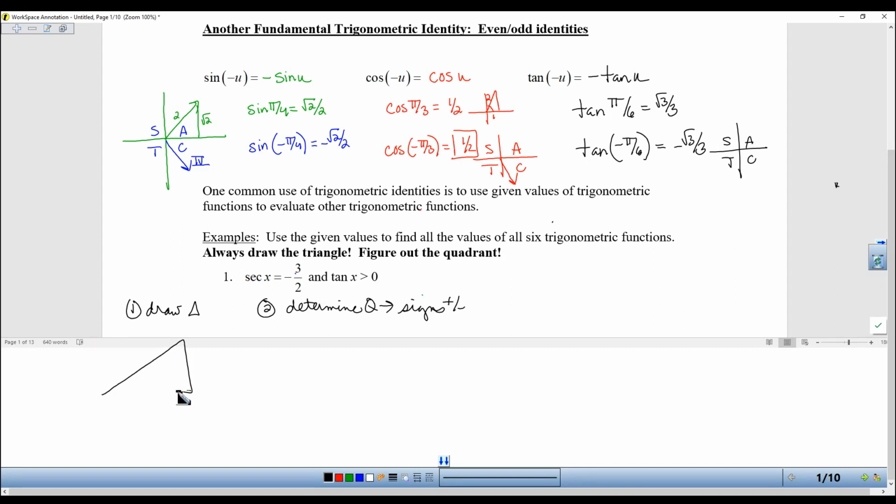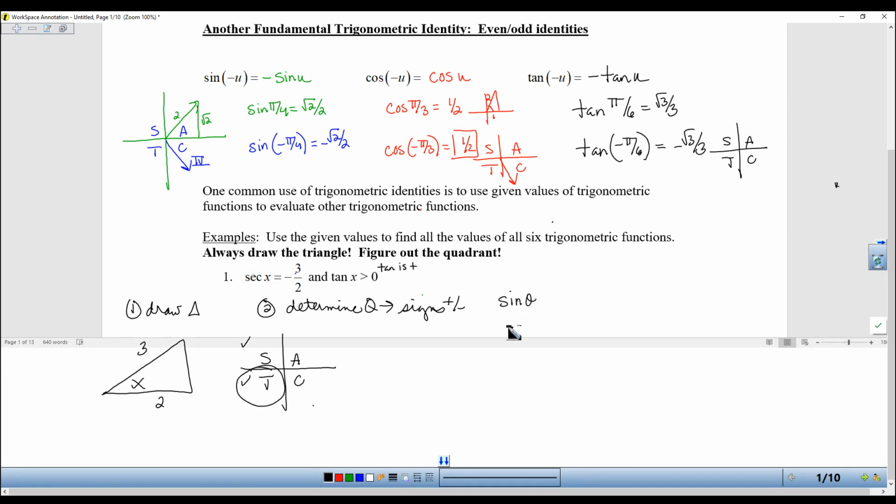So to draw the triangle, secant is hypotenuse over adjacent, and my quadrant, using ASTC, since secant is negative and secant and cosine go together, I must be looking at either quadrant 2 or 3. That's where cosine and secant are negative. But it says tangent is greater than 0, which means that tangent is positive. So now I know I'm looking at quadrant 3. That's going to come into play when I do all my trig functions.